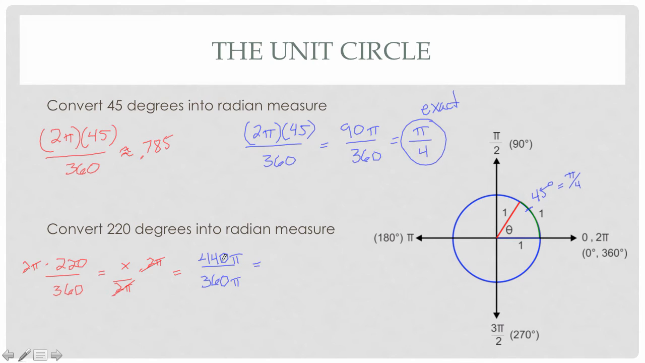I can reduce that down. If I take away the zeros, that's 44 over 36. And if I divide it by half, that's 22 pi over 18. I can continue to reduce it by half to get 11 pi over 9. So there's my exact radian measure. 220 degrees is the same as 11 pi over 9.